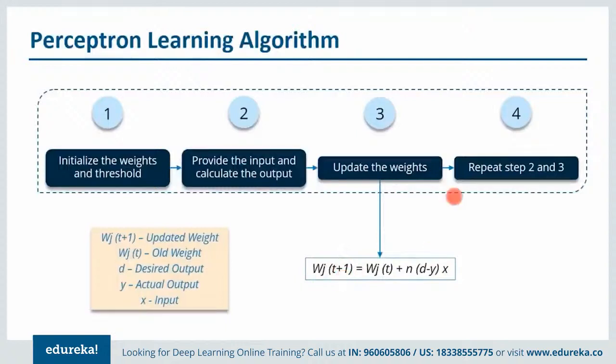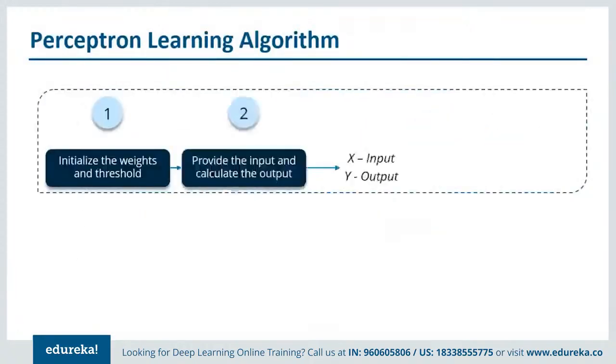Then we repeat steps 2 and 3. That is, we apply this new weight, calculate the output again, and compare it again with the desired output. If it matches, then it's fine. Otherwise, we update it again. So this is how the whole perceptron learning algorithm works. And don't worry guys, I'm going to show you practically how it works in my PyCharm.